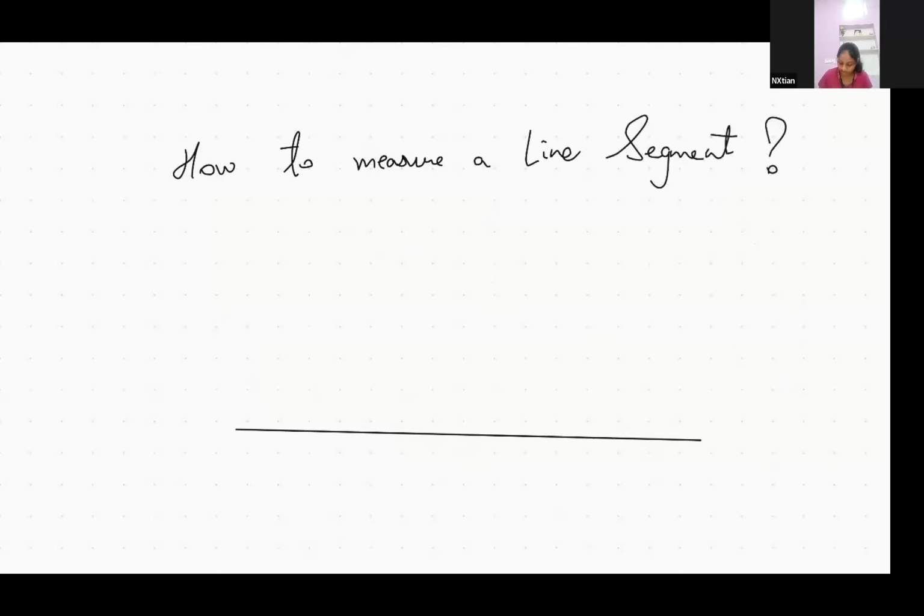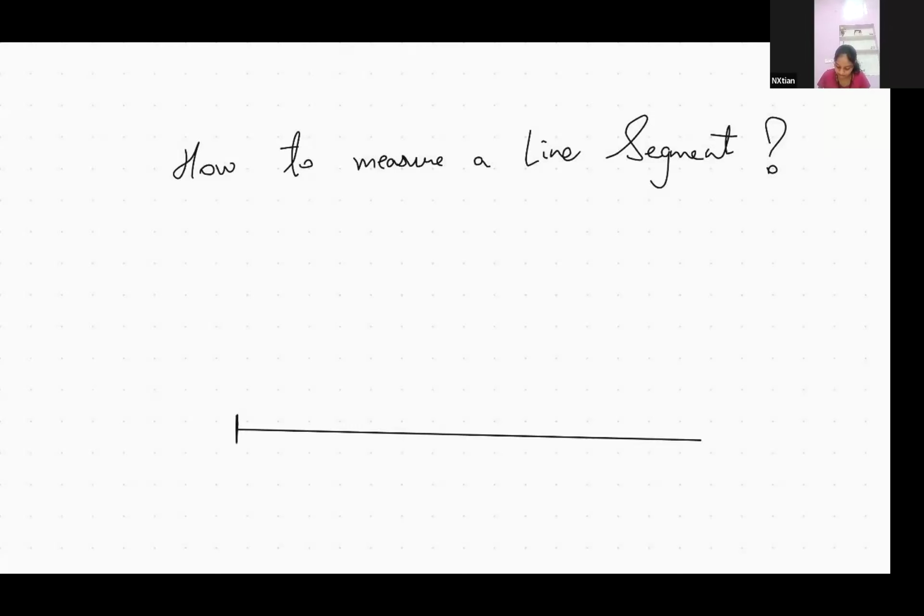Suppose I have a line here. You guys draw a random line on your notebook. With a scale, of course, but without measuring it. Done? Yes, ma'am. Finished. Now, where the starting point of your line is, there put your scale from 0.